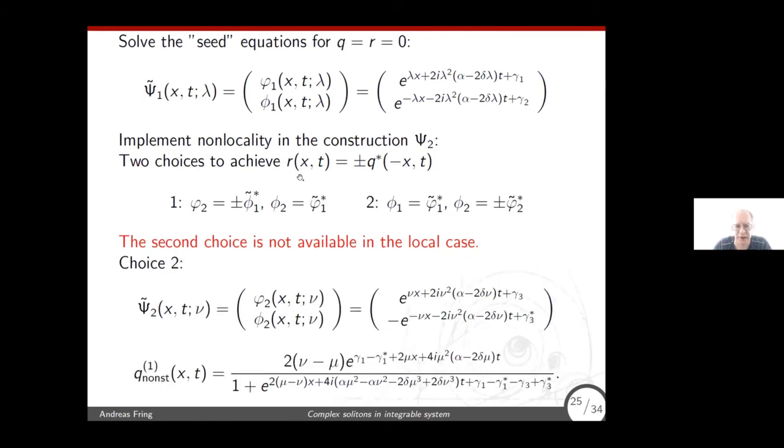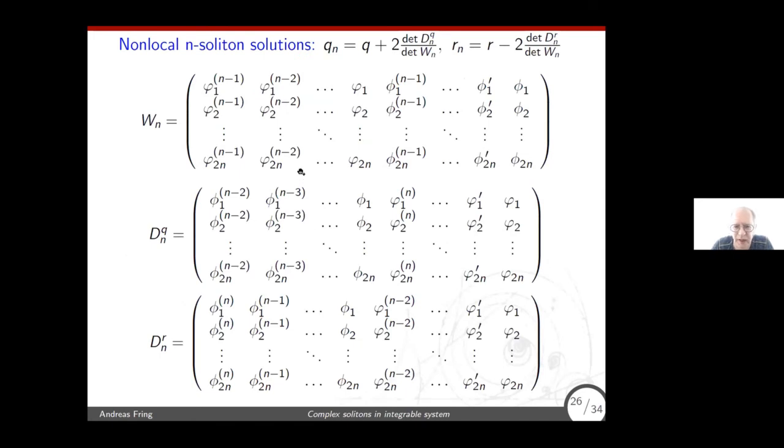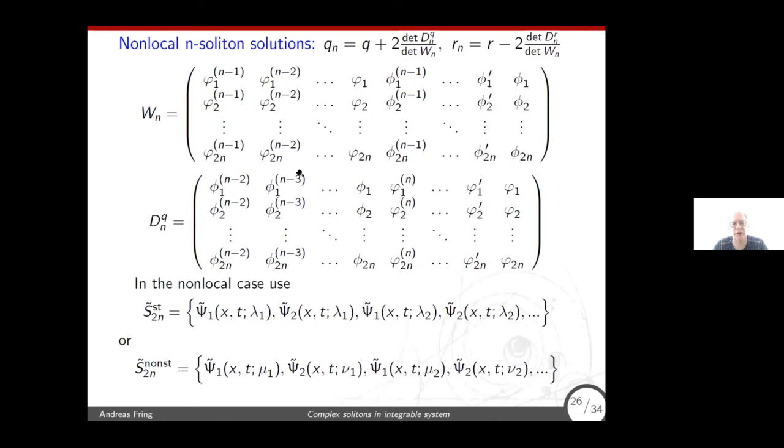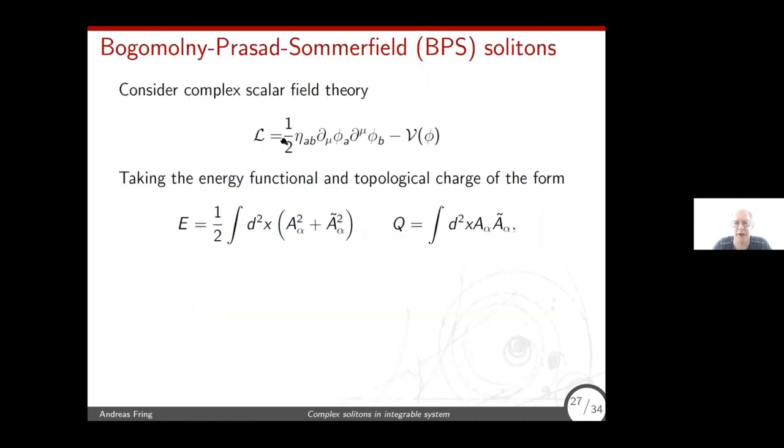You can implement it nicely for the N-Soliton solutions, and it's all coming down to the initial seed condition. And then you find new solutions. So the last topic I want to talk about is BPS solitons.